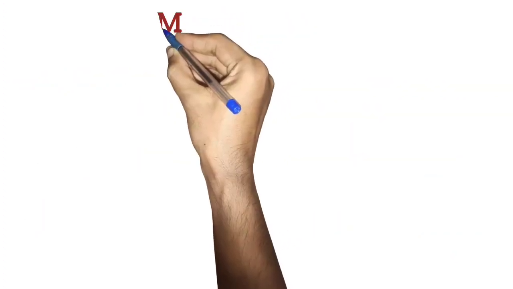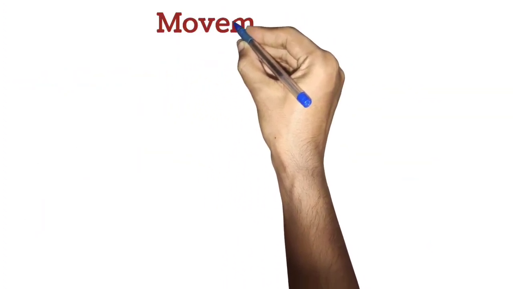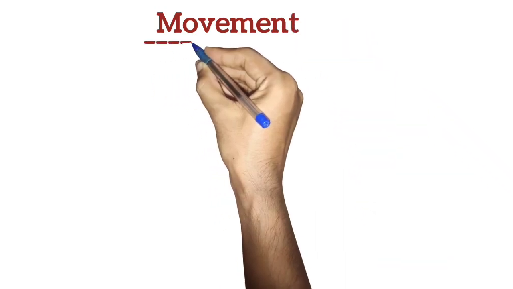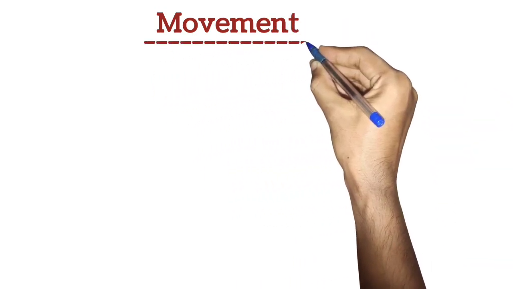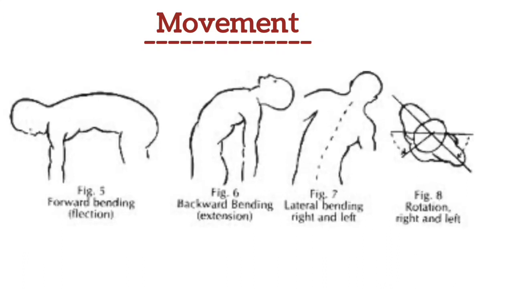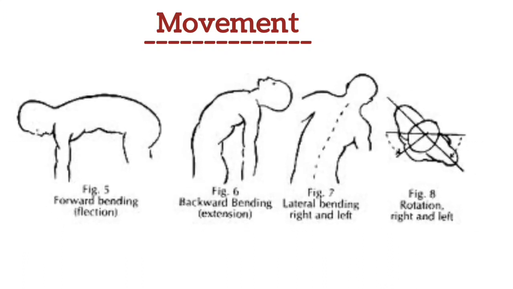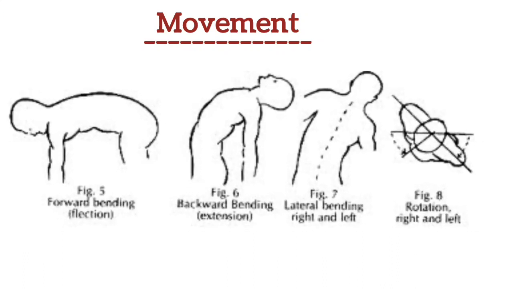3. Movement. Assess the spine's range of motion by asking the patient to perform flexion, forward bending, extension, backward bending, lateral flexion, side bending, and rotation. Additionally, examine the shoulders and hips to ensure symptoms are not originating from these joints.